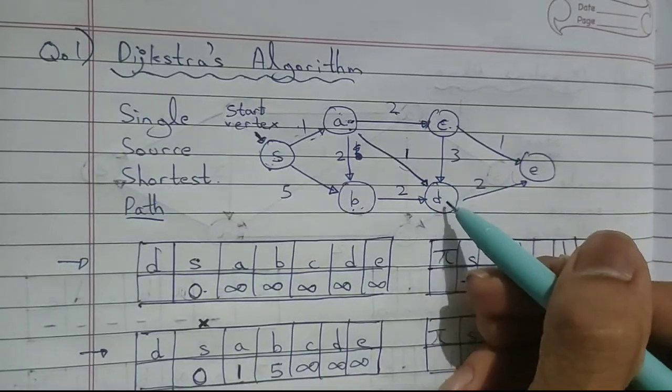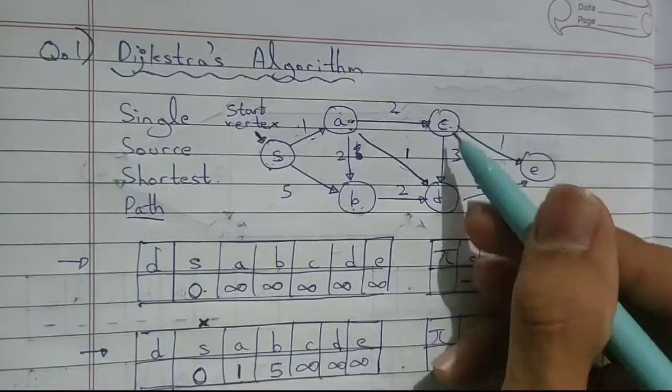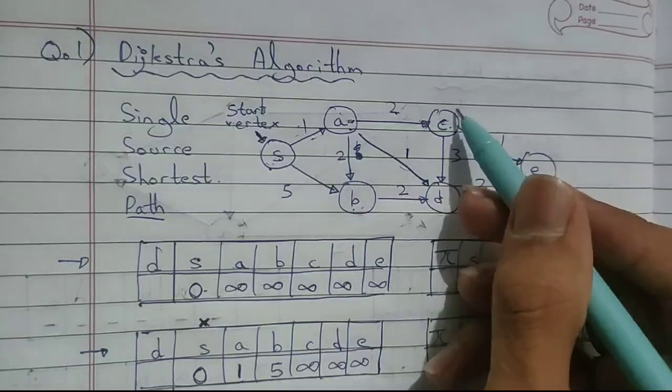Now let's look at the graph. As you can see, the adjacent node of D is only E.